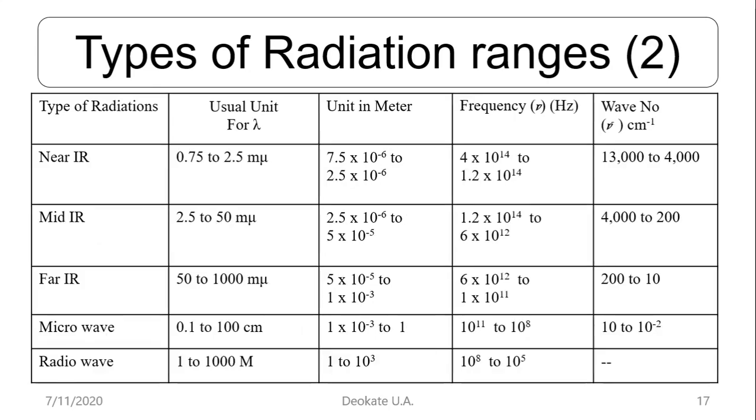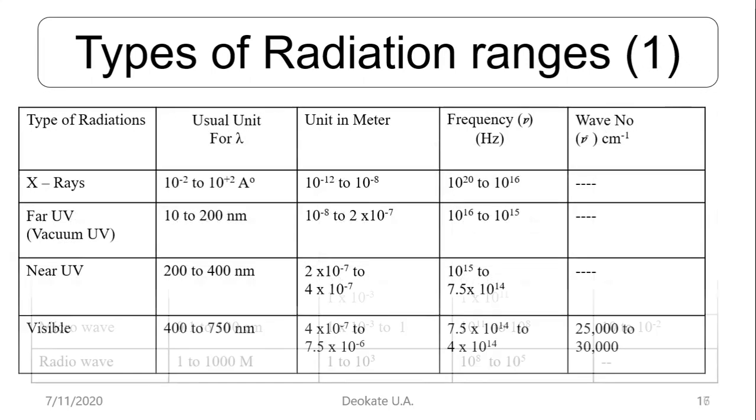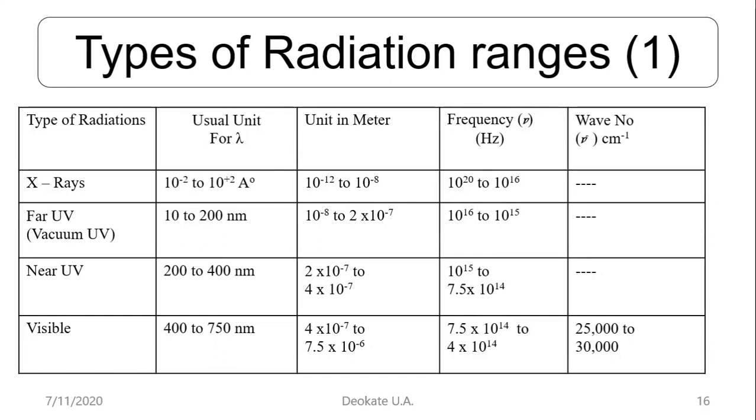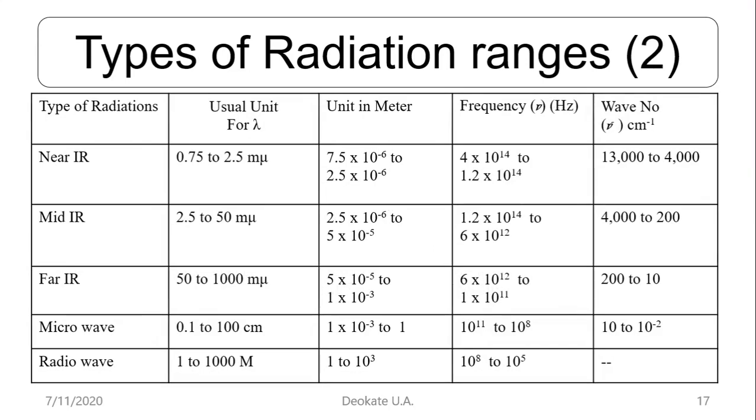Then comes your near IR region. IR region is divided in three parts: near IR, mid IR, and far IR. The general unit of IR measurement is micrometer. So here the visible range ends with 750 nanometer, and if we convert it into micrometer, it will be 0.75 micrometer. So your near IR starts from 0.75 micrometer to 2.5 micrometer.